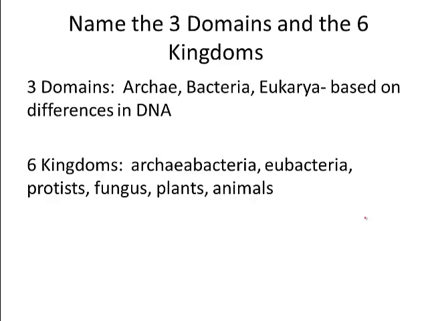All right, you need to be able to name the 3 domains and 6 kingdoms. So the domains are archaea, bacteria, and eukarya, and they came up with the 3 domains based on their differences in their DNA sequences. All the bacteria used to be in one group, and then they started looking at their DNA and noticed that they were very, very different from each other, so they were categorized in a different way. And then your 6 kingdoms are archaea, bacteria, eubacteria, protista, fungus, plants, and animals.